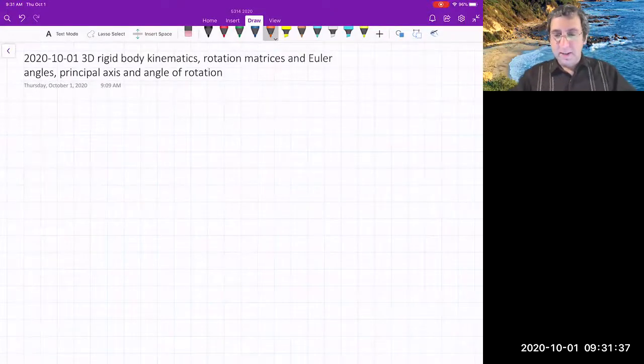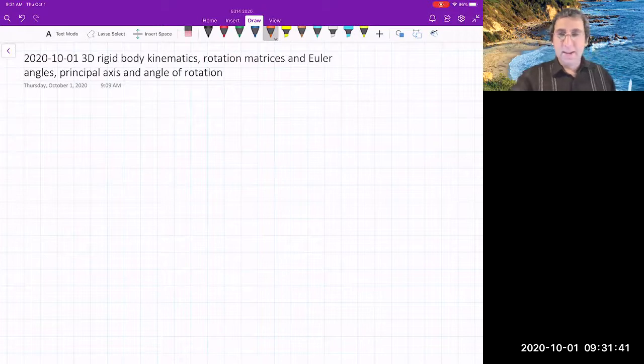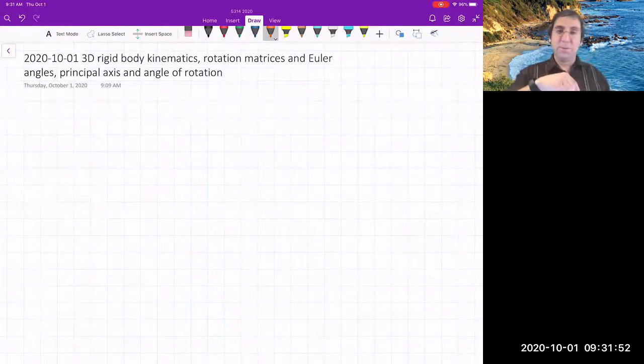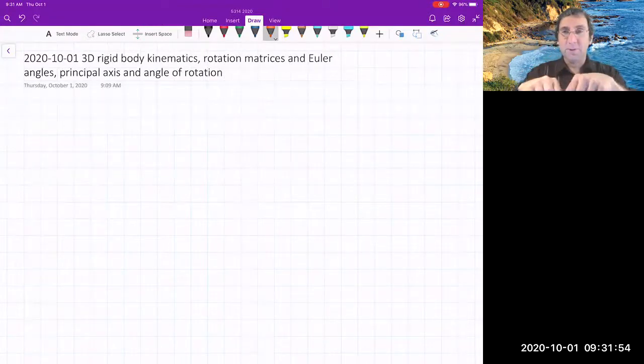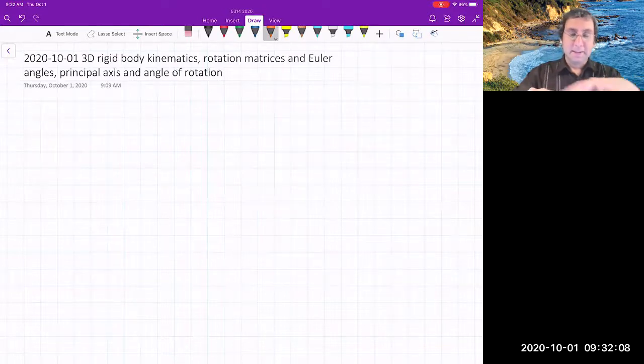What I wanted to talk about today is primarily 3D rigid body kinematics. This has to do with rotation matrices and all of that. And the common way that we write rotation matrices is in terms of Euler angles. There's other ways. Another one we'll talk about is the principal axis and angle of rotation. There's other things called quaternions that we won't get into in this class, but I'm gonna talk about that.